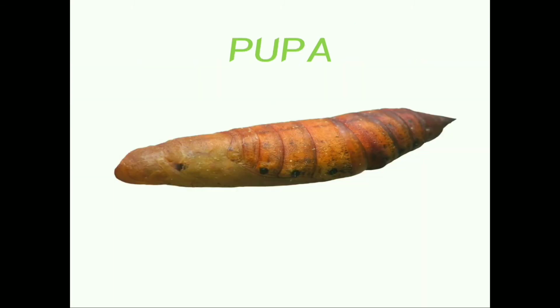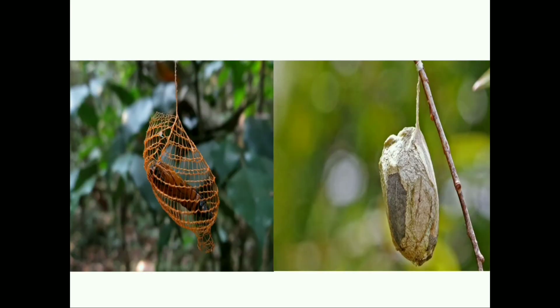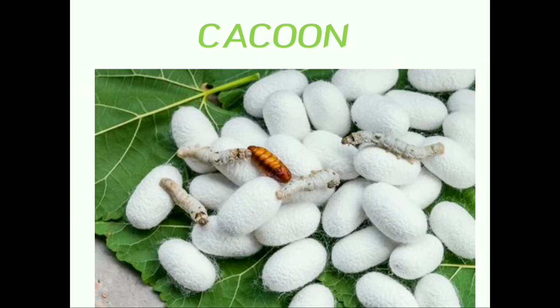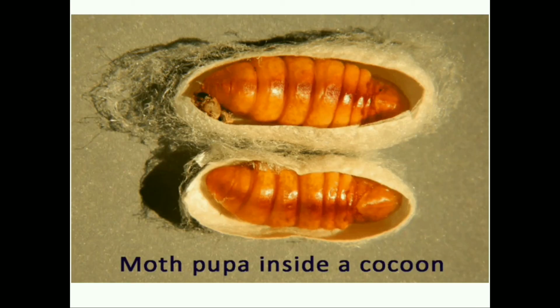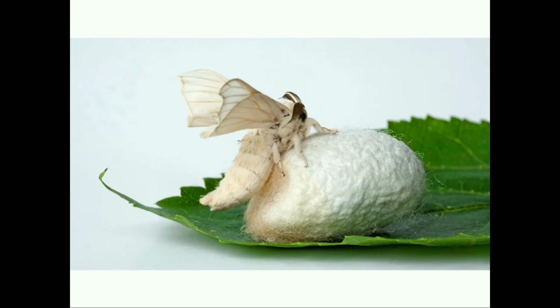Next, the silkworms enter into the pupa stage, and slowly it covers itself with silk fibers. This covering is known as cocoon. Further development of pupa into the moth continues inside the cocoon.